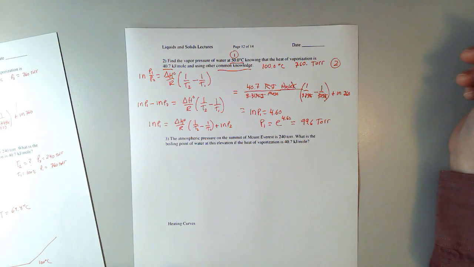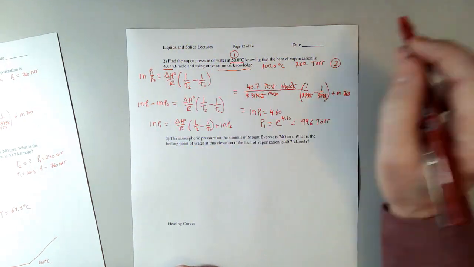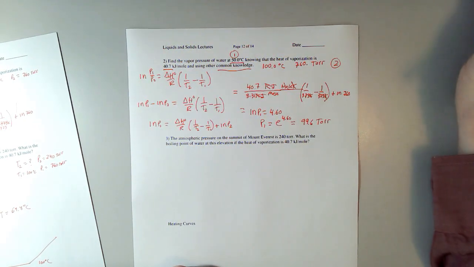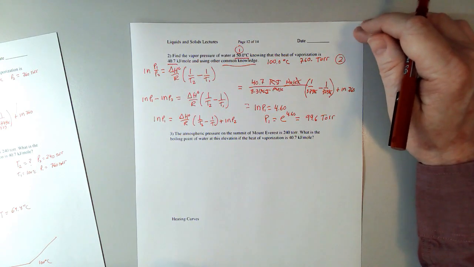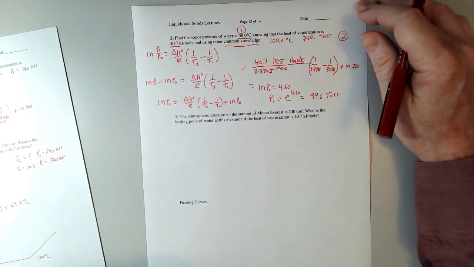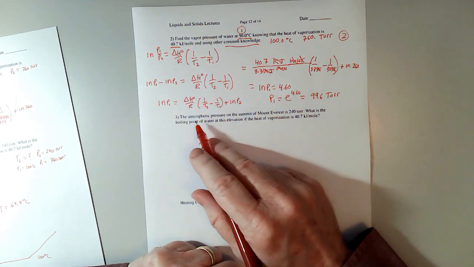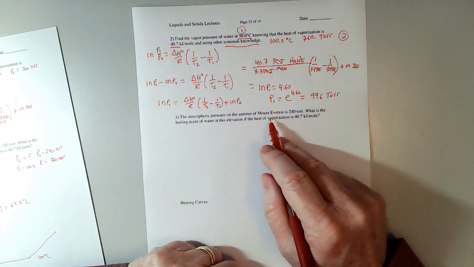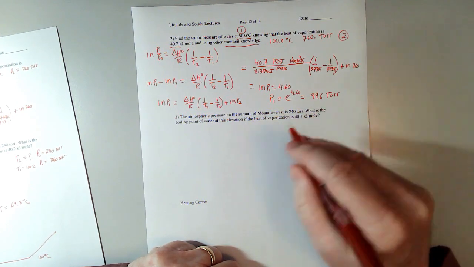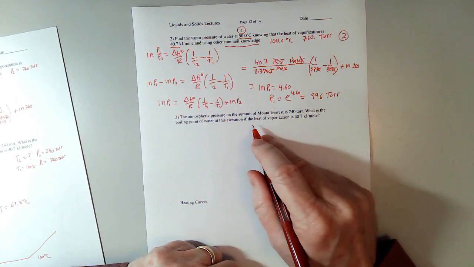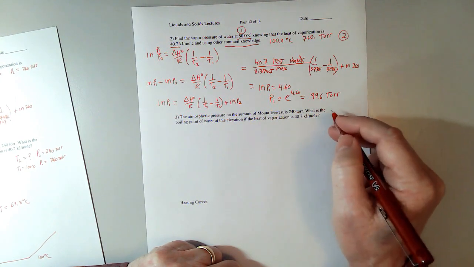Okay? Now there are going to be other problems like this dealing with equilibrium constants and rate constants in kinetics, so we should get comfortable with this type of problem. Okay. Now one more. The atmospheric pressure on the summit of Mount Everest is 240 torr. What is the boiling point of water at this elevation if the heat of vaporization is 40.7?